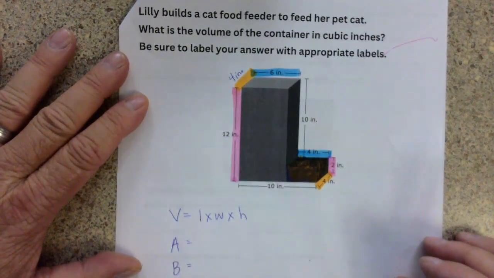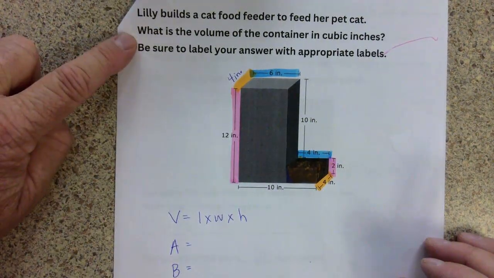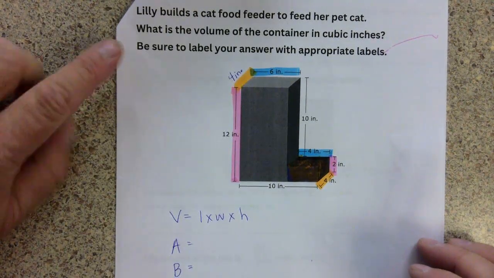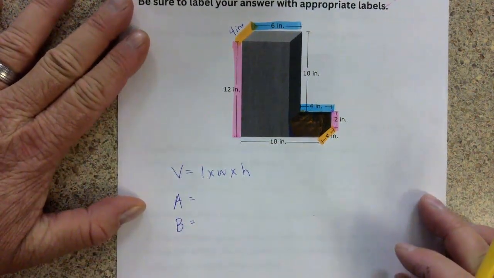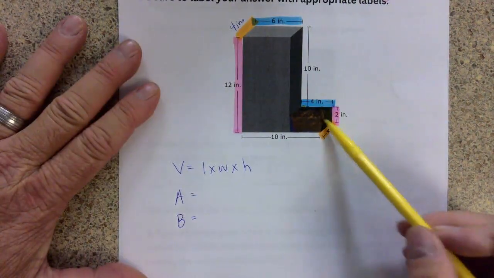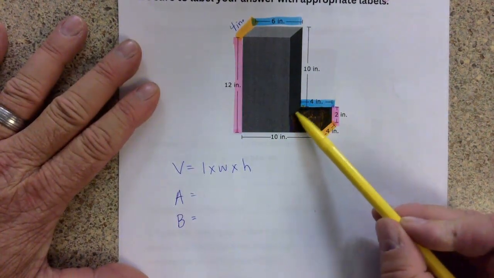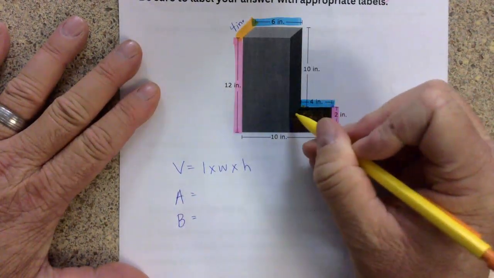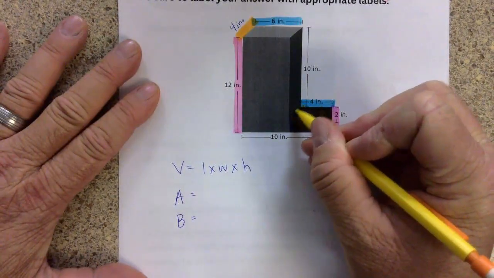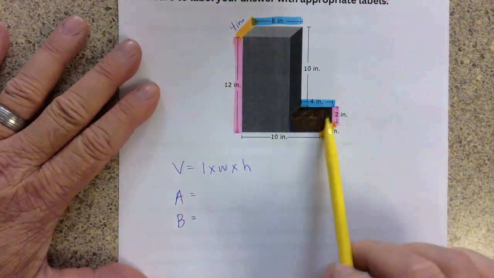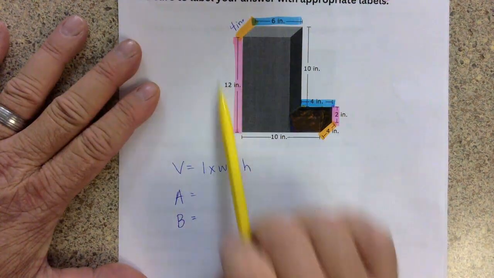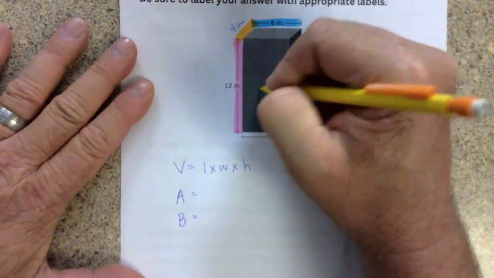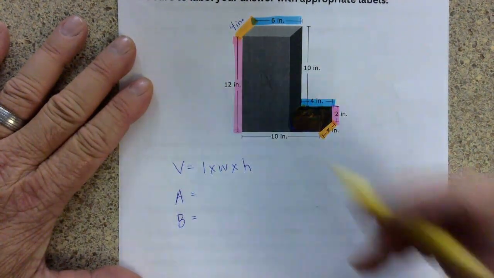Lily builds a cat food feeder to feed her pet cat. What is the volume of the container in cubic inches? Be sure to label your answer with appropriate labels. I'm going to slide this up. I tried to set this part off by coloring it in, but that didn't really help. So this is divided right through here. There's this smaller rectangular prism and the bigger one. The bigger one, we're going to call this A, and this B.